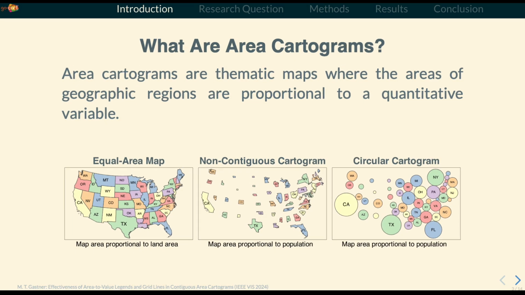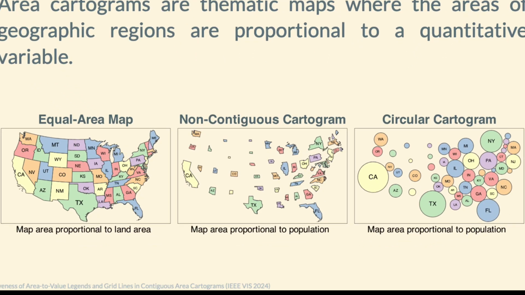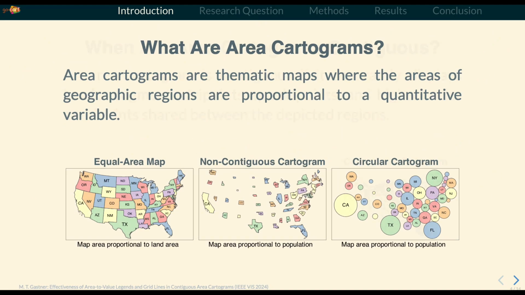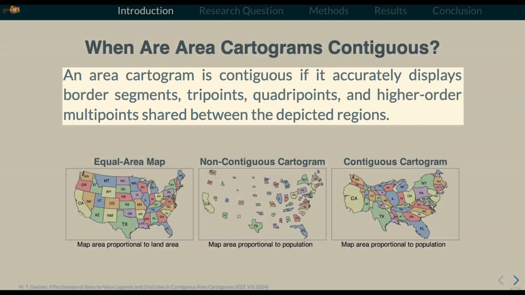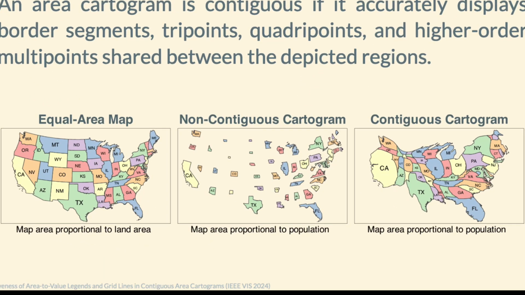However, geographic neighbors, such as Ohio and Kentucky, may not appear as neighbors in either non-contiguous or circular cartograms. In contrast, contiguous cartograms accurately display border segments, tripoints, quadrupoints, and higher-order multi-points shared between the depicted regions. For instance, unlike in a non-contiguous cartogram, Utah's common border with Nevada is visible in a contiguous cartogram. Moreover, a contiguous cartogram accurately displays the point where Utah meets Colorado, New Mexico, and Arizona.